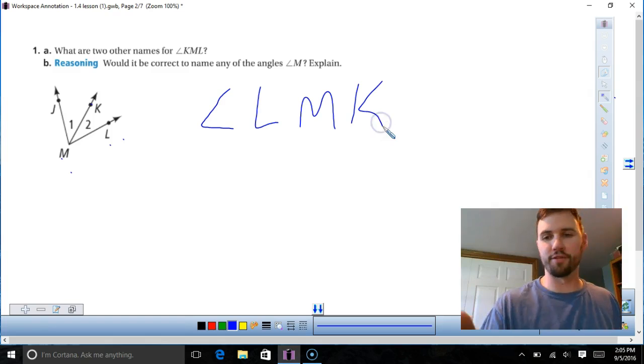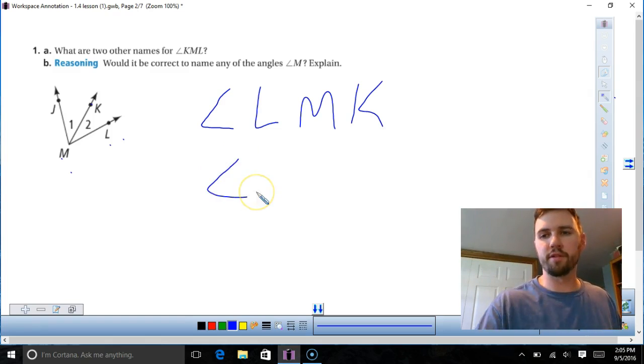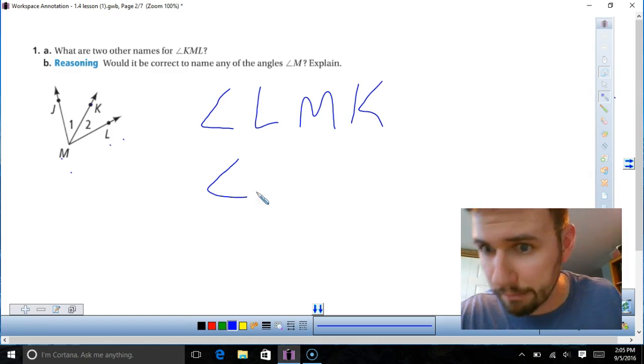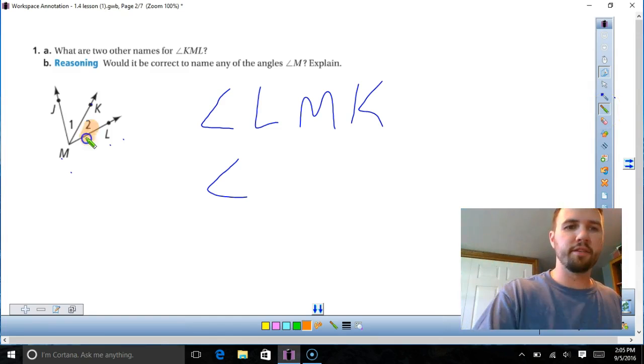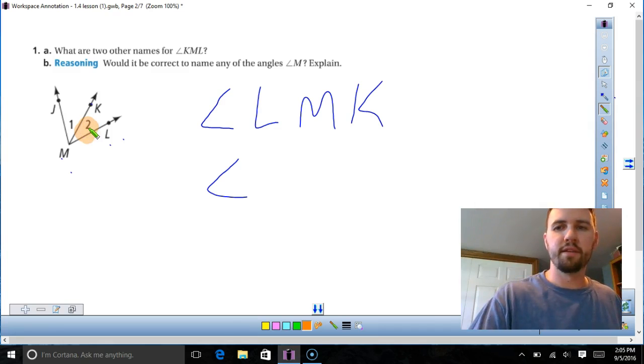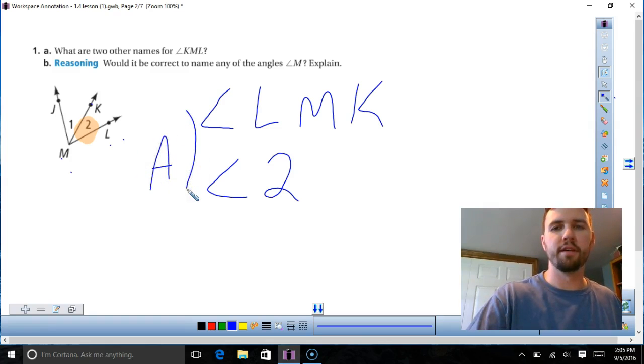Oh, I need a stylus or something. This is bad. Okay. Another way we could say it, do you see how there's that little number in there? Where's my highlighter tool? There you are, you little buddy. You see how there's that little 2 right there? So we could call it angle 2. So that's A, two other ways to call it.